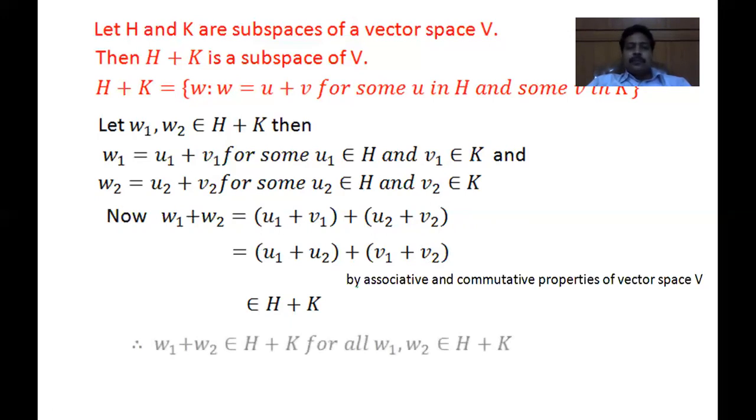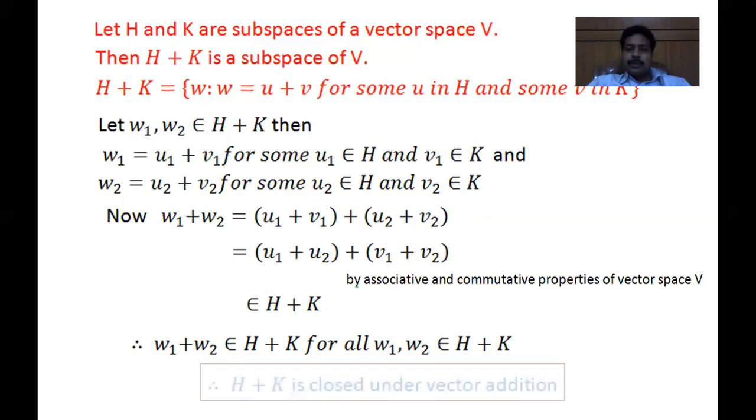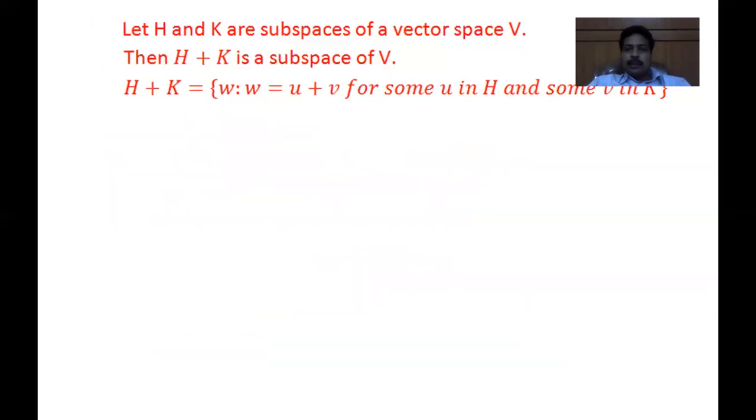H plus K, and all W1 and W2 belong to H plus K. So therefore H plus K is closed under vector addition. The second property is also fulfilled.